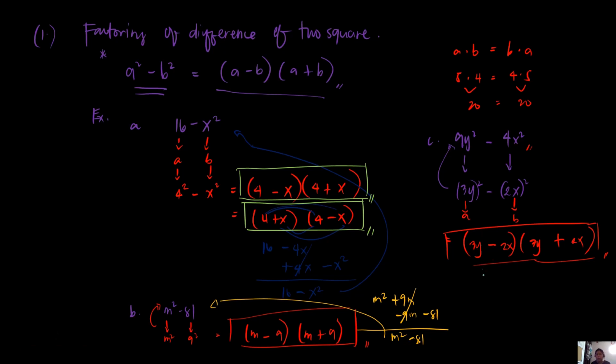3y times 3y, you have 9y squared. 3y times 2x, you will have 6xy. Negative 2x times 3y, you will have negative 6xy. Correction. 3y times 2x, we have positive 6xy. 3y, negative 2x times positive 2x, you will have negative 4x squared. Then, simplify, cancel this out, you will have 9y squared minus 4x squared.